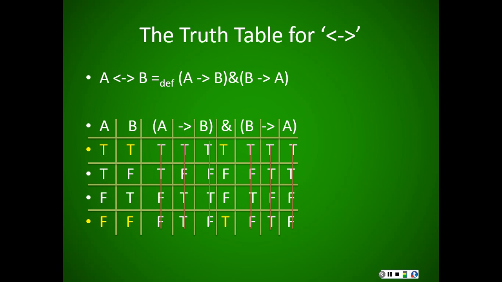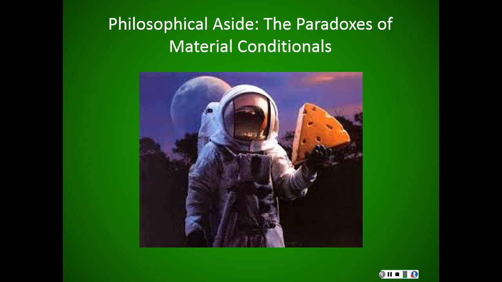Okay, so now that we filled in the truth table for double arrow, we need to address some of the philosophical issues that arise when we think of conditionals in this way. But that's going to be the topic for the next lecture.